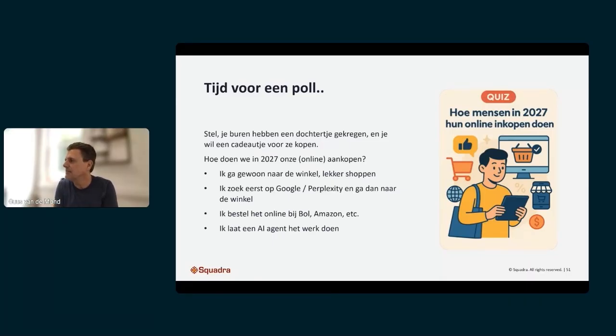Well, in this case, you see that most people, half of them say, okay, I would like to order it online at Bol or Amazon or something. 33% say yes, I think I'll still let an agent do it. Yes, the rest is still a bit in between. I'll let you fill in the rest. Then we can see the final result later.